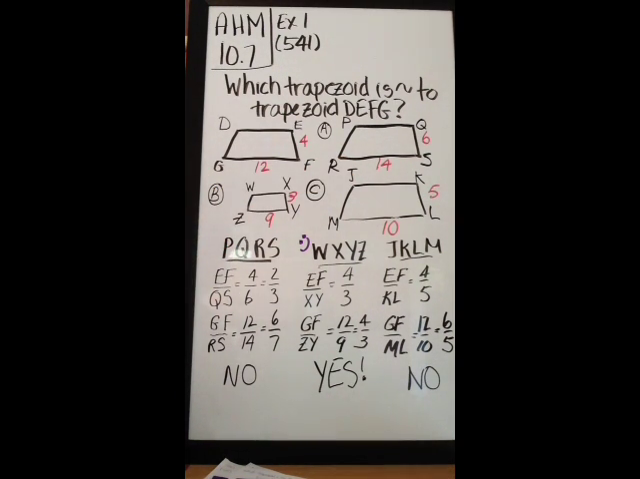So try the next one, WXYZ. Again, this is corresponding to this. So I have EF to XY is 4 to 3. And GF to ZY is 12 to 9, which simplifies to 4 over 3. These are the same, so these two are similar trapezoids. And just for completion's sake, if I do the same thing with JKLM, EF to KL is 4/5, and GF to ML is 12/10 or 6/5, and so those two ratios aren't equal either. So this is our winner, WXYZ.